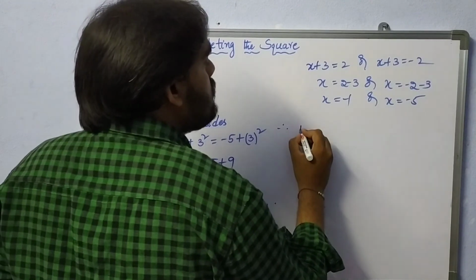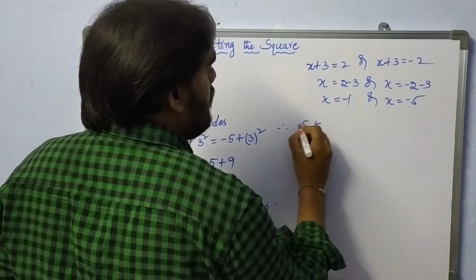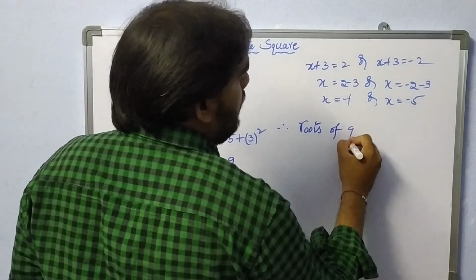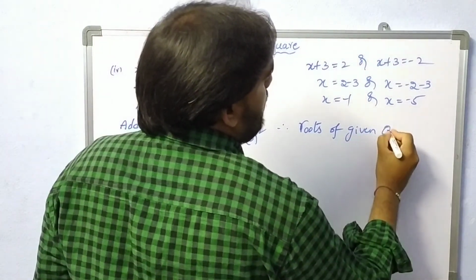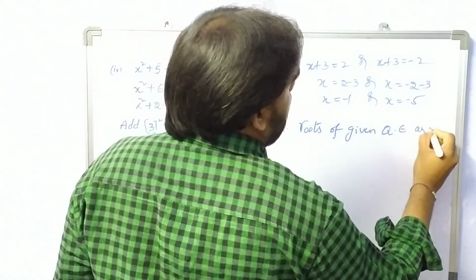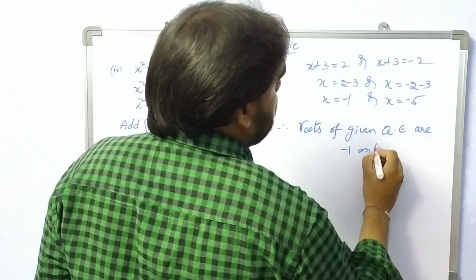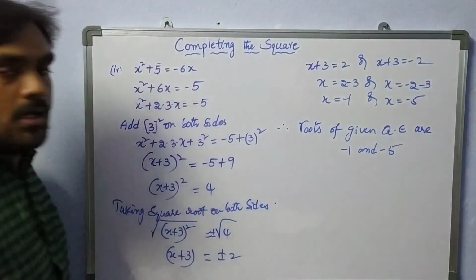Therefore, the roots of the given quadratic equation are minus 1 and minus 5. Check once.